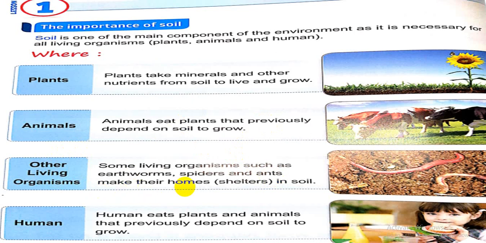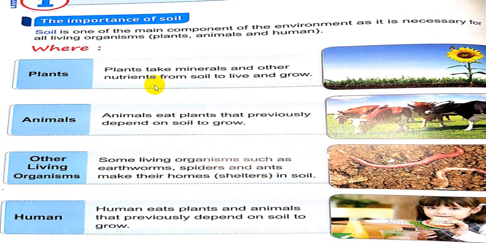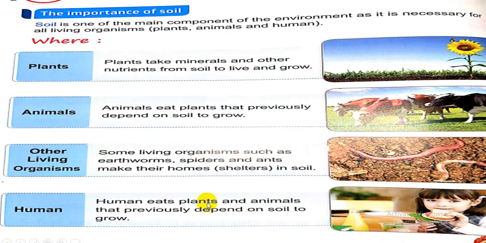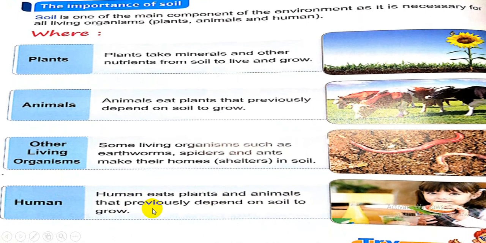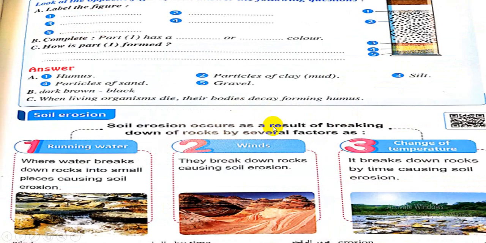They dig tunnels inside the soil to make their homes. Last one, the importance of soil for humans. Humans eat plants and animals that previously depend on soil to grow. This is the importance of soil.